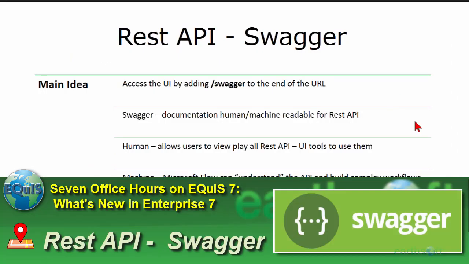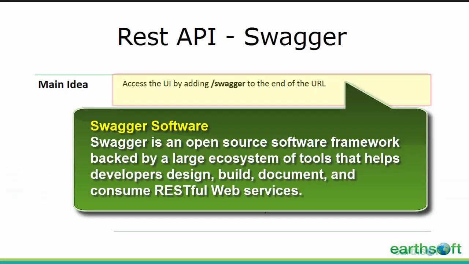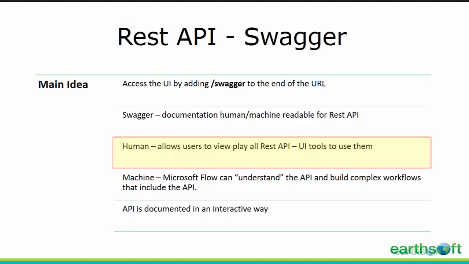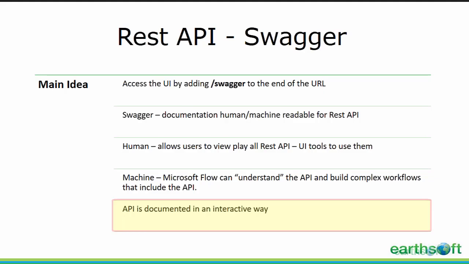The next topic that we want to cover is the REST API using Swagger, which you can access this user interface by adding /Swagger to the end of the URL. The Swagger documentation is human or machine readable for the REST API. The human portion allows the users to play with all the REST APIs, the user interface tools to use them. The machine portion, for example Microsoft Flow, can understand the API and build complex workflows that include the API. The API is documented in an interactive way.